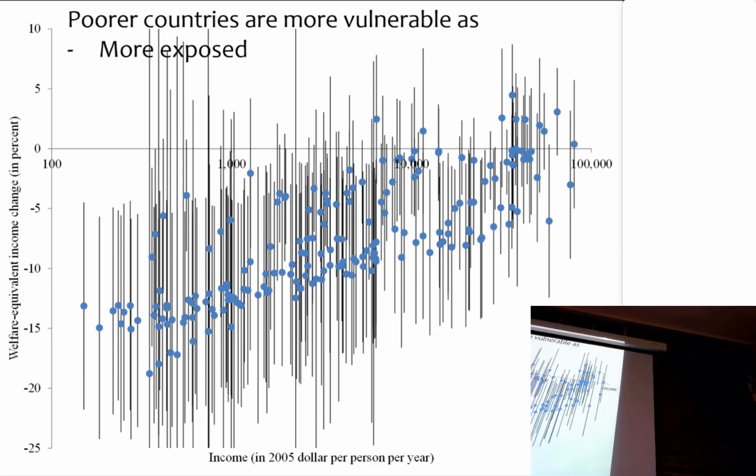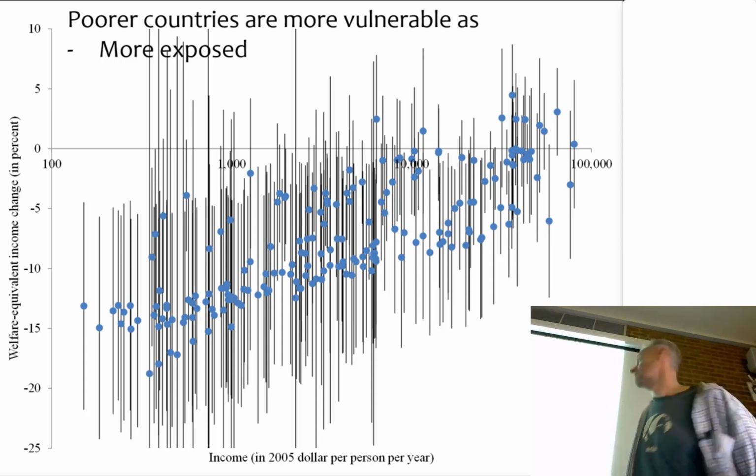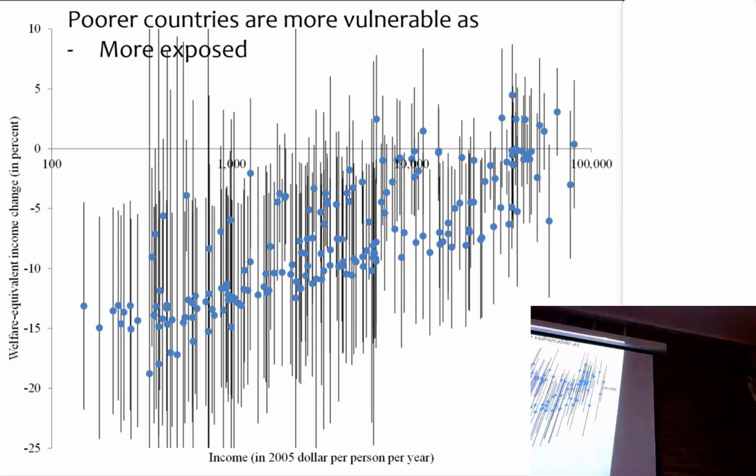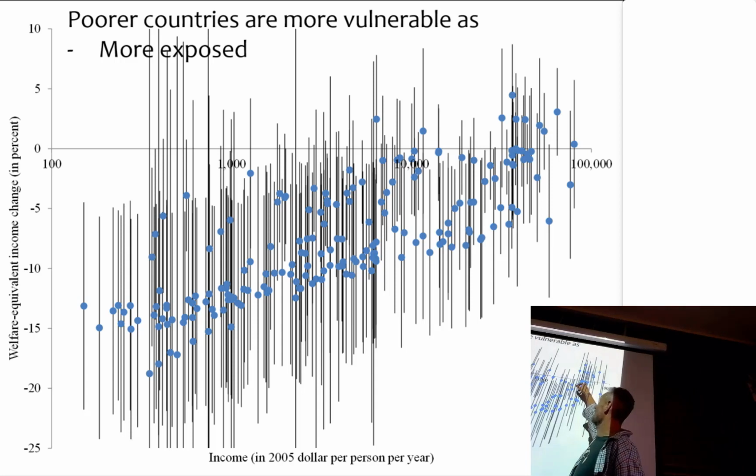On the horizontal axis, we're now looking at 200 or so countries ranked based on their per capita income in the year 2010. So the poor countries are here, and the richer countries are here. The dots are the central estimates, and then the bars are the 70% confidence interval. And you see a clear pattern, right? Negative impacts, large negative impacts in poor countries, smaller impacts, even positive impacts in rich countries. And the UK actually stands at minus 0.01%.